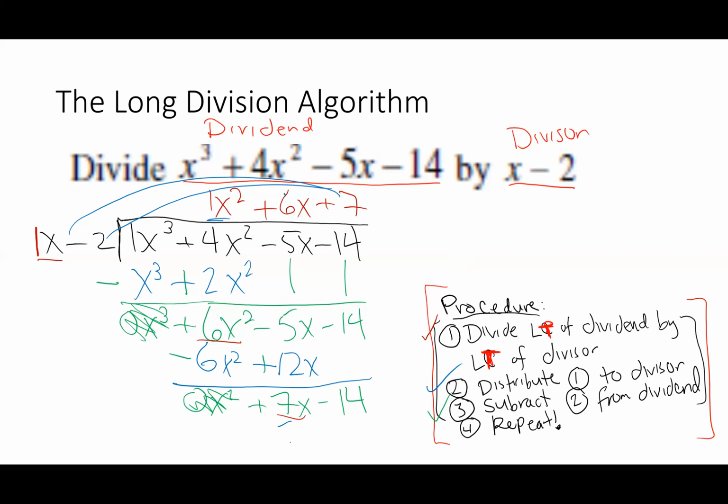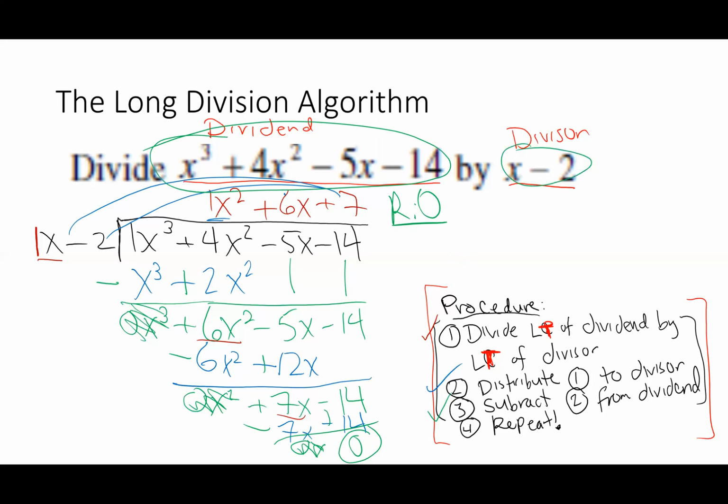And I get the 7x minus 14. And now I negate both terms and I get 0x, that's great, and 0. So now 0 is going to be my remainder. We're done, we're finished. Now, a remainder of 0, that's a great sign. What that communicates to me is that the original dividend, this original polynomial, is evenly divided by x minus 2, and what I'm left with is this quadratic.